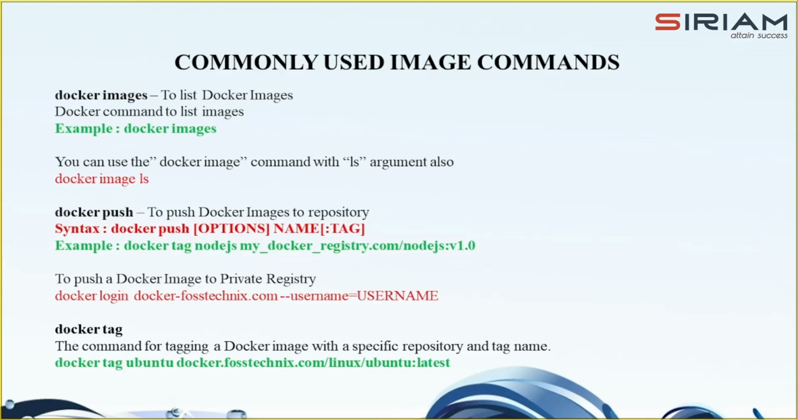So the next command is docker tag. It tags the Docker image with a specific repository and tag name. So docker tag is used to assign a new tag to an existing Docker image, and this command is commonly used for pushing images to a registry. You specify the name of the existing image followed by the new repository and tag name, and after tagging the image, you can push it to the registry using docker push. This process allows you to organize and version your Docker images effectively.